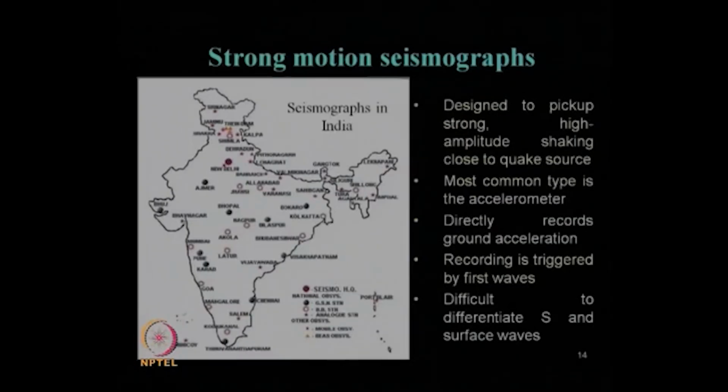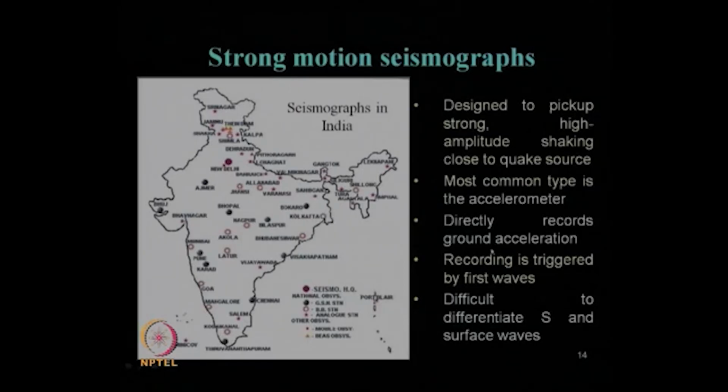Then we want to see the strong motion seismographs located at various parts of India. These are typical maps of seismographs. Of course, several new seismographs have come up; this is a map of about 2000. These are designed to pick up the strong, high amplitude shaking close to the quake source. The most common type is the accelerometer, through which we can estimate the strong motion.